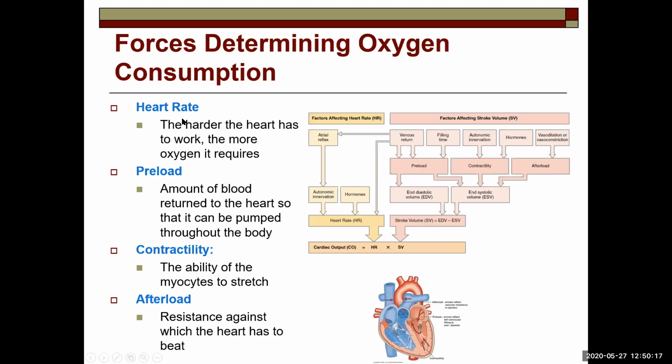And we said the heart rate is the number of beats per minute, within 1 minute. So 70 to 75 is the average. The harder the heart works, the more oxygen it requires. So you need to understand, the more it pumps, the more the muscles require oxygen.